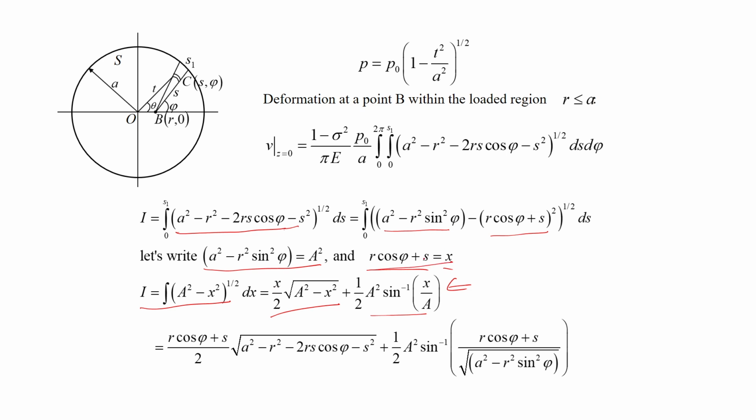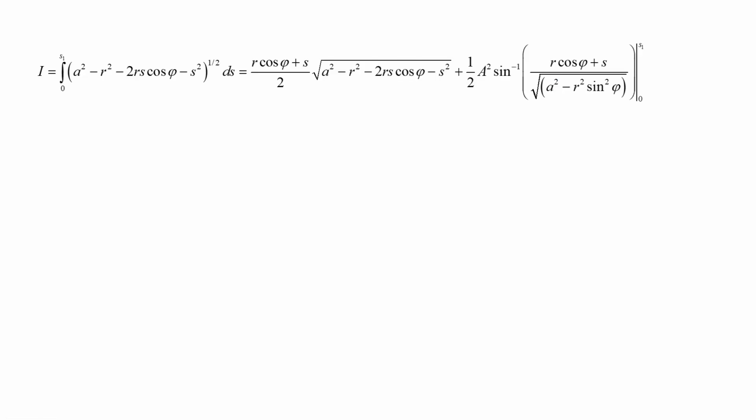So, I have r cos phi plus s is equal to x here, and a square is equal to this quantity minus x square. So, if I write a square minus x square, I will have the whole thing over here, whatever I have here, plus a square by 2 and sin inverse of this quantity. So, that is the way the integration turns out to be. Here I have this expression, and the integration limit is between 0 to s1.